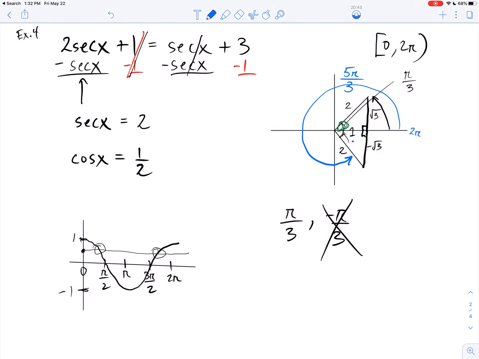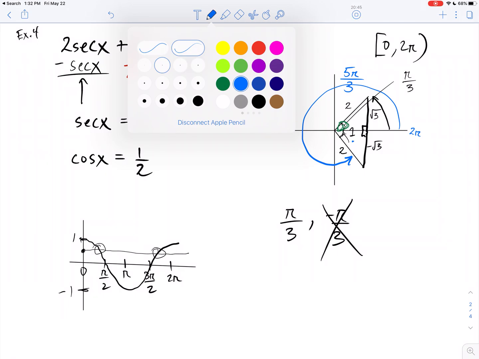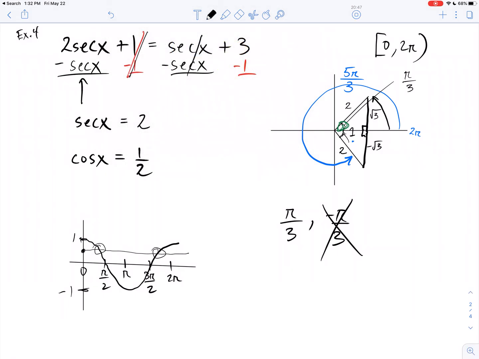So I look this answer up in the book, and I find that the solution they have is pi over 3 and 5 pi thirds. Sometimes you get 1, sometimes you get 2, 3, 4. There's all kinds of different things you can find when you're answering a trig equation question. There's all kinds of stuff that can happen to you.